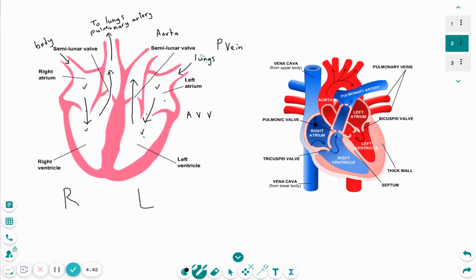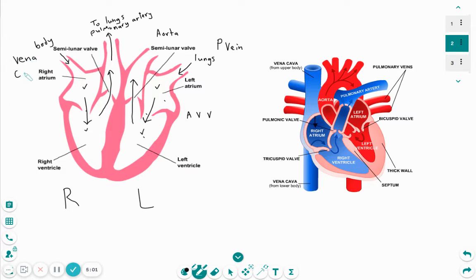Veins always carry blood to the heart, and arteries always carry blood away from the heart. So this vein here, it's probably one you might even have heard of before. It's called the vena cava.